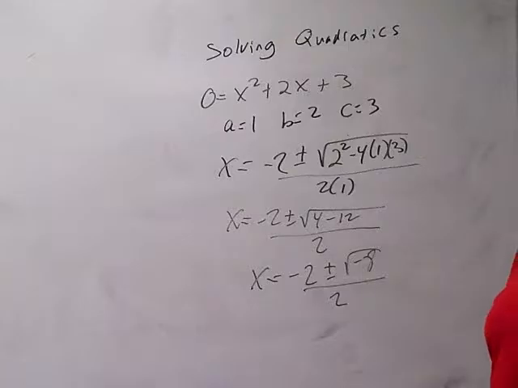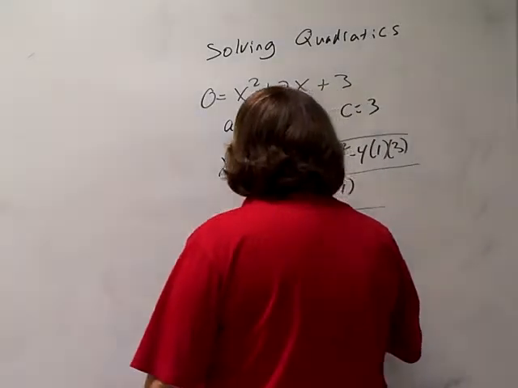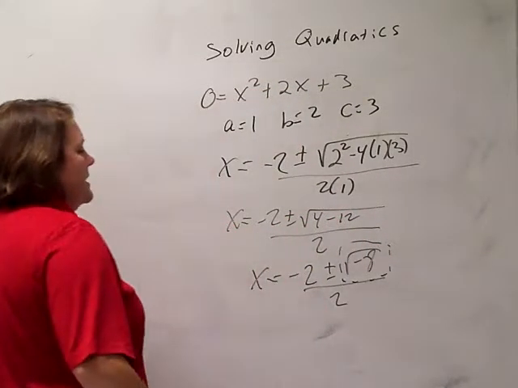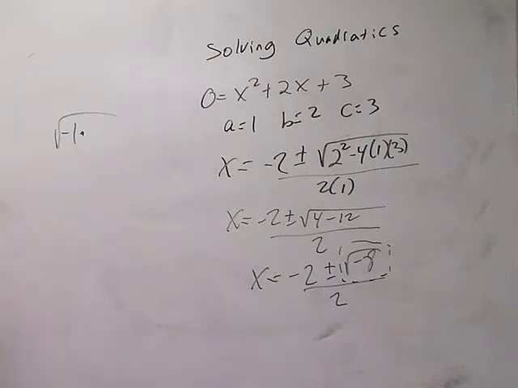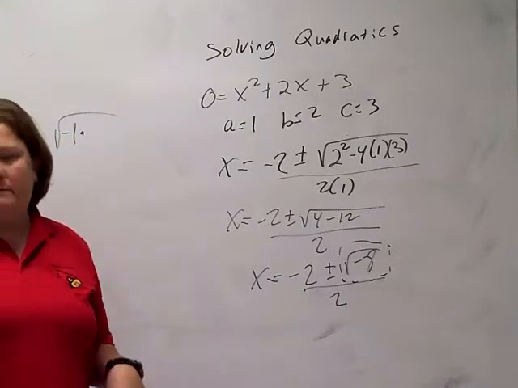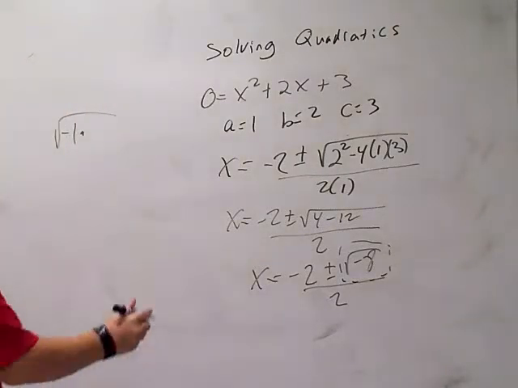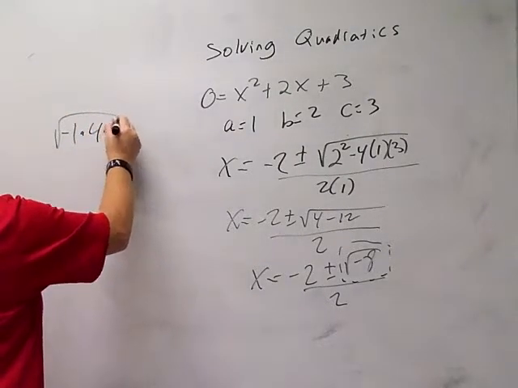Okay, let's break down that negative 8 in there. Let's focus on that right quick. I know the square root of negative 8, since it's negative, is going to have a negative 1. 8 is not a perfect square. The biggest perfect square that will go into 8 is 4. So that's going to be 4 times 2.